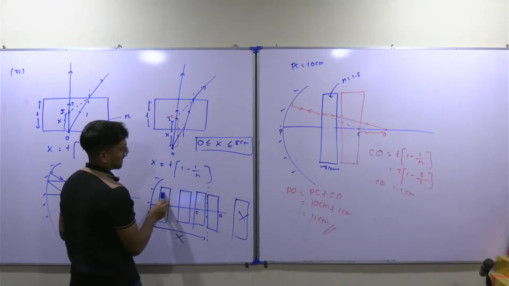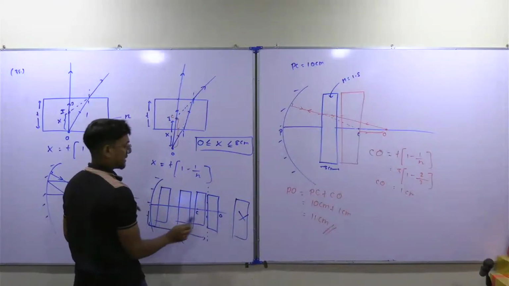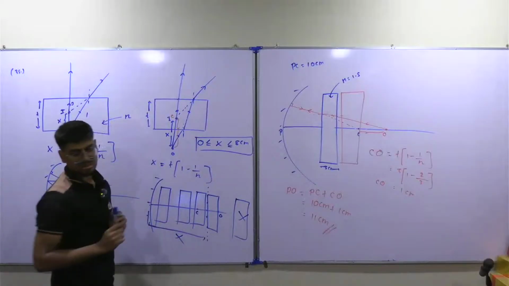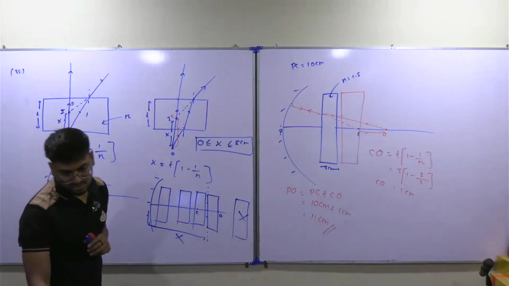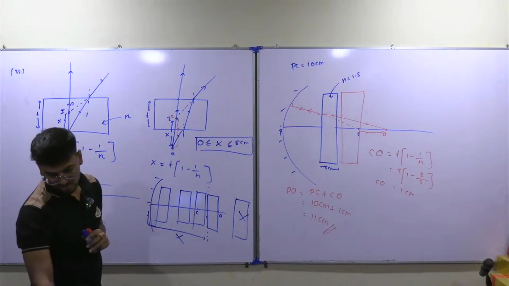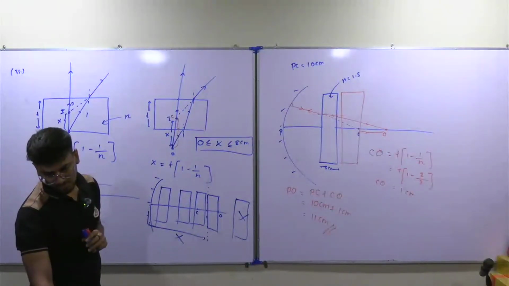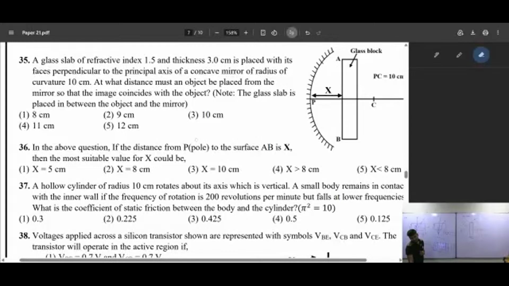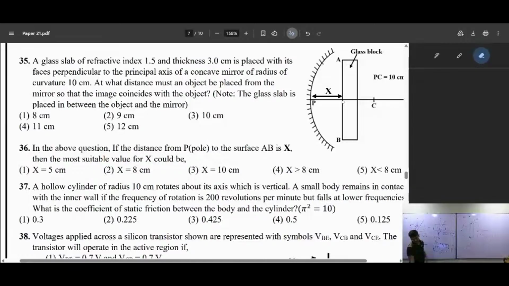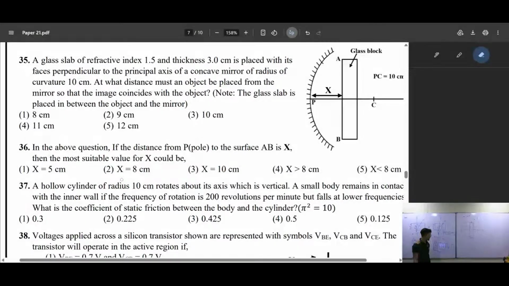If you place the glass block here or here or here or here, up to this point, the image and the object will coincide. Clear? That is the answer. So now, what is the answer for the 21st one? In the above question, the distance from the pole to the surface AB is X. The most suitable value for X could be, X can exist between 0 and 8.